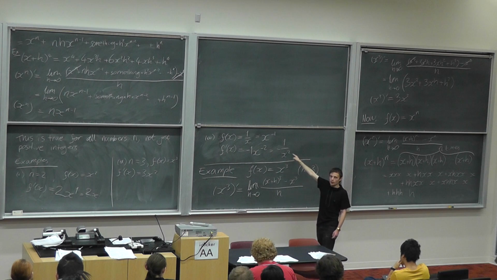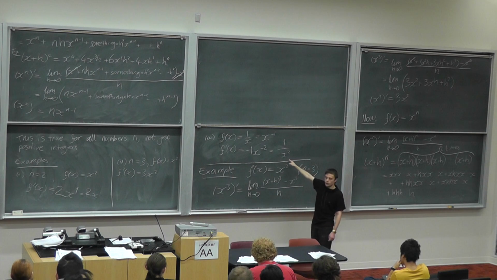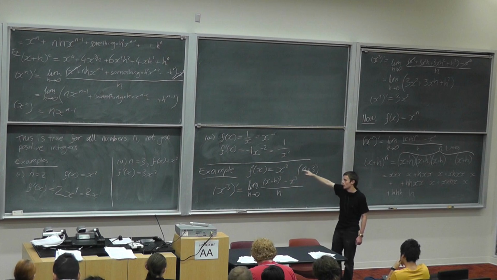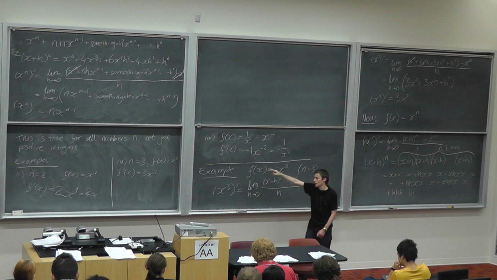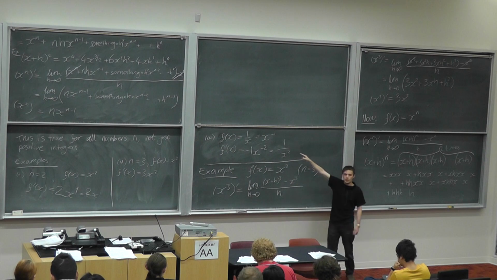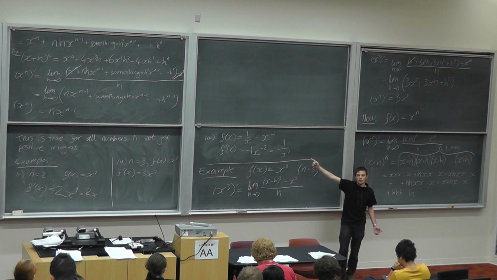And if you look back in your notes, you should find that this is the same thing you got when you used the limit definition. So I said that this works for even negative values of n, and here we've seen that it definitely works for n is minus 1.